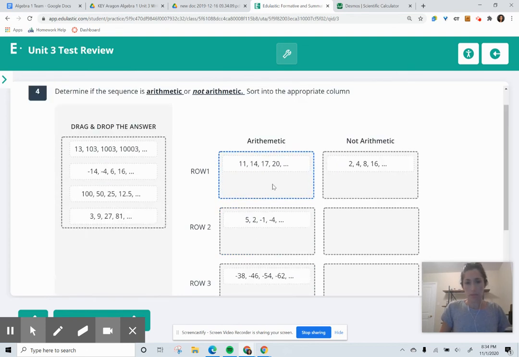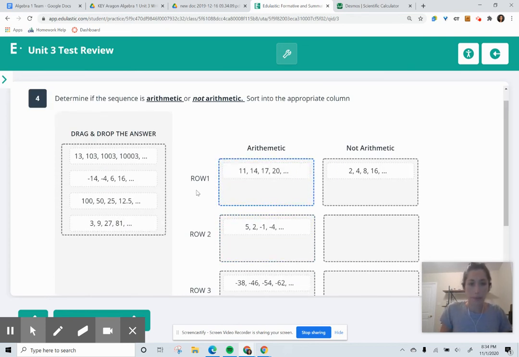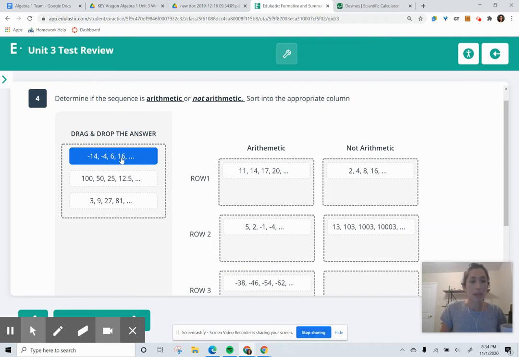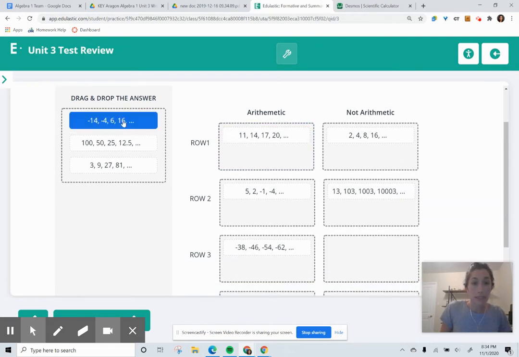I'm not sure if it matters where you're placing these. It shouldn't matter here. Here we've got, this is definitely not increasing by the same amount. I'm starting at 13, then 103. It looks like we're adding digits there, adding zeros in. So that is not arithmetic. I'm not adding a consistent amount if I'm going from tens to hundreds. Here it looks like negative 14 to negative 4. That's adding 10. And then negative 4 plus 10 would be 6. And then 6 plus 10 is 16. So this would be arithmetic.